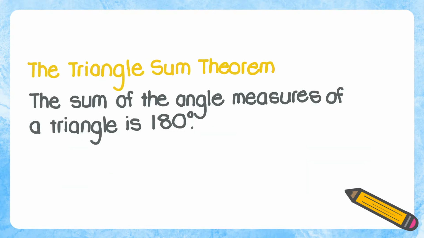And the triangle sum theorem tells us that the sum of the angle measures of a triangle is 180 degrees. So for any triangle, the interior angles add up to 180 degrees. So let's use this theorem to solve some examples.